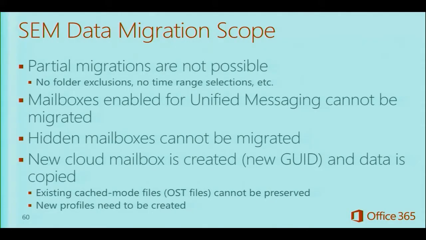Now, there are some additional limits that you need to be aware of. You can't do what we would call a partial migration. By that, I mean you can't filter or exclude folders. Anything that's in the mailbox is going to get migrated. But not all mailboxes can be migrated. If the mailbox is UM-enabled, it cannot be migrated. If the mailbox is marked as hidden, it cannot be migrated. If a mailbox is marked as hidden, there might be a good chance that it's not being used, and you might not want to migrate it in the first place.